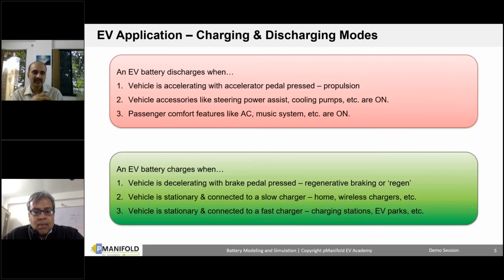And how does the battery get charged? Well, the battery gets charged when the vehicle is decelerating. That is regenerative braking, or regen braking, as it is called. Then, if the vehicle is stationary and connected to a charger, whether it's a slow charger at home, a wireless charger, or a slow charger at office, and so on, or a fast charger, if the vehicle is capable of fast charging, they would have dedicated charging stations, maybe OEM operated, maybe public charging stations. So this is what will recharge the battery.